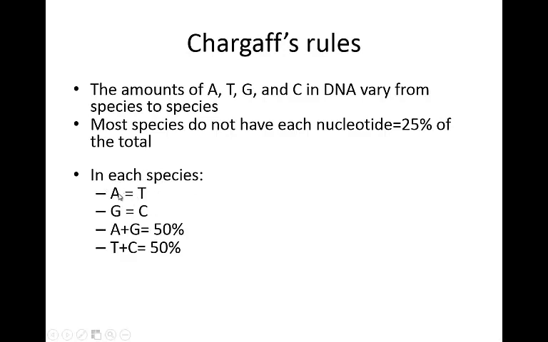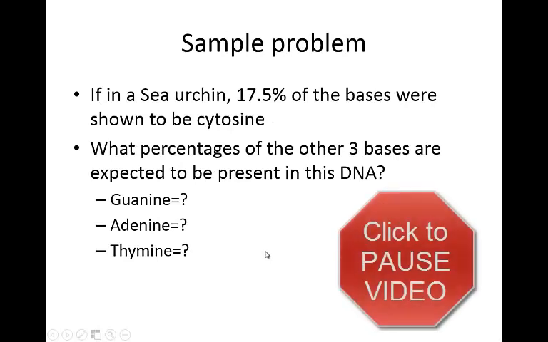And the reason for this is because A's are always going to bind to T's in the DNA double helix structure. Similarly, G's are always going to bind to C's. So whatever the percentage of G's is going to have to be the same as the C's. So because of this, the A's plus the G's together must equal 50% of the total, and the T's plus C's together must equal 50% of the total. So here's a sample problem.